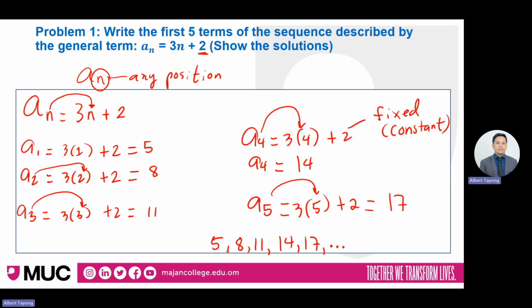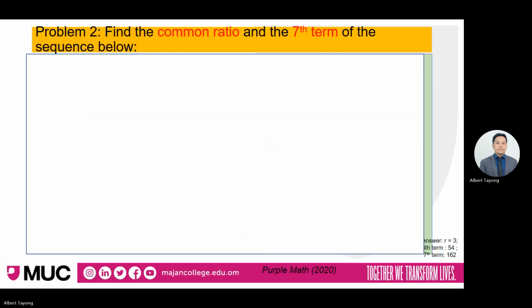So you could see that it is changing by 3 or adding by 3. 5 plus 3, 8 plus 3, 11 plus 3, 14 plus 3. So that's for problem 1. Let's proceed to the next, problem 2.